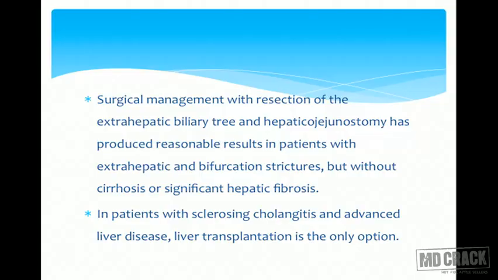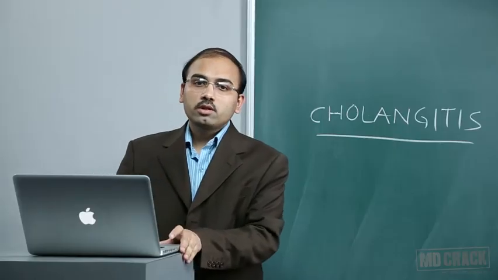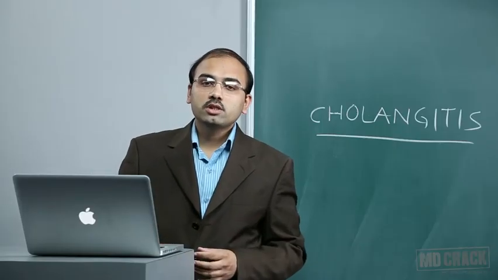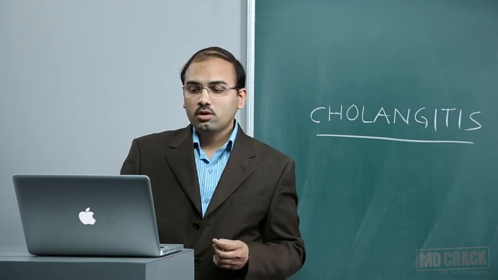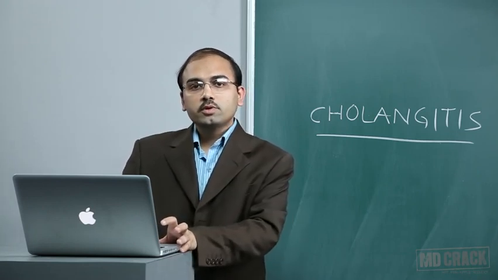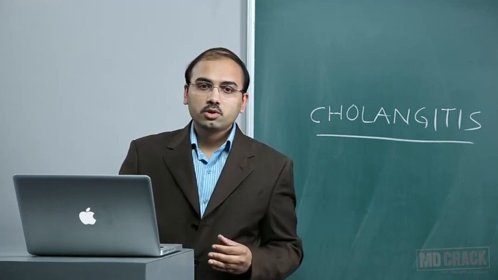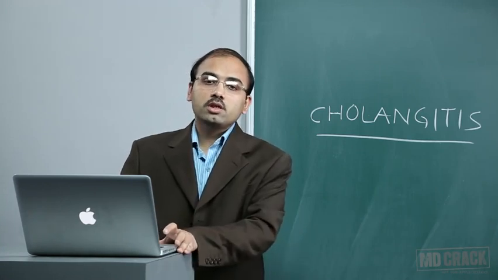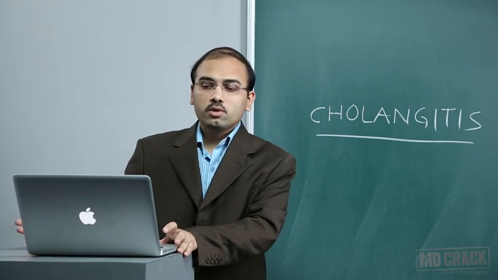Surgical management with resection of the extrahepatic biliary tree and hepaticojejunostomy has produced reasonable results in patients with extrahepatic and bifurcation strictures. But the patient should not have cirrhosis or significant hepatic fibrosis. So whenever the underlying comorbidity is not seen in the form of biliary cirrhosis or hepatic fibrosis, these patients can be offered various types of anastomosis like hepaticojejunostomy. So they have better prognosis than the patients who have cirrhosis.